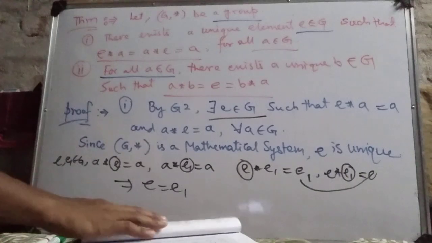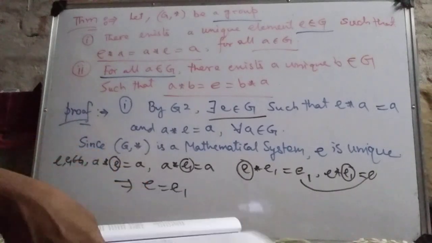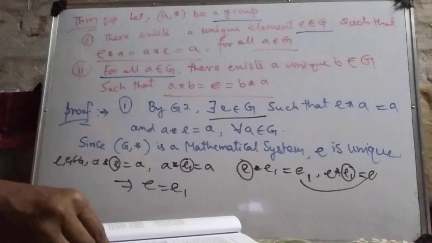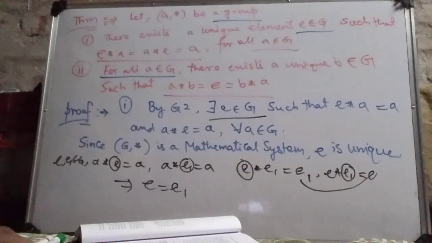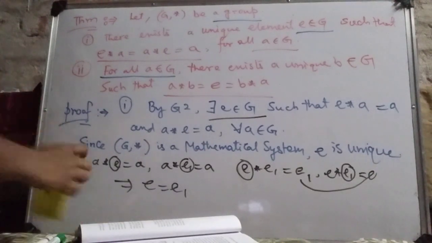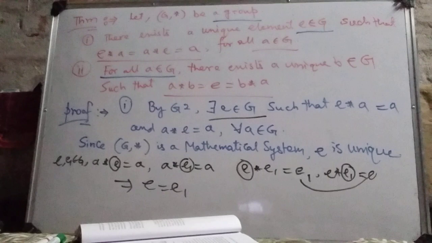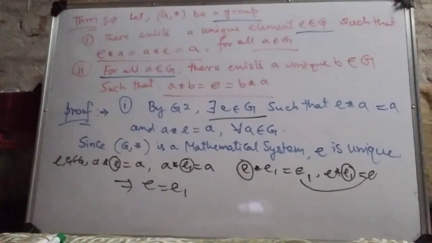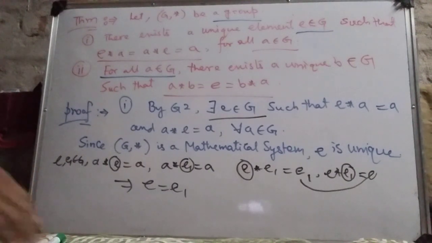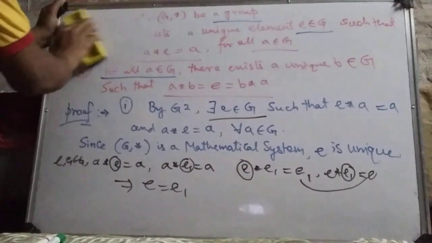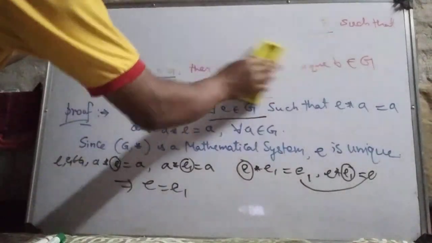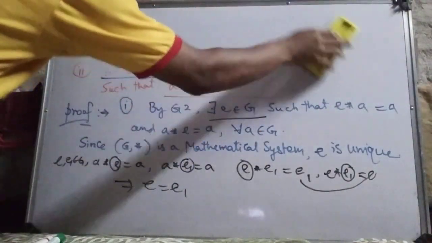Then obviously we also go to the second part: for all A belongs to G, there exists a unique B belongs to G such that this one happens. Okay, so we erase that portion and go on to discuss another portion now.